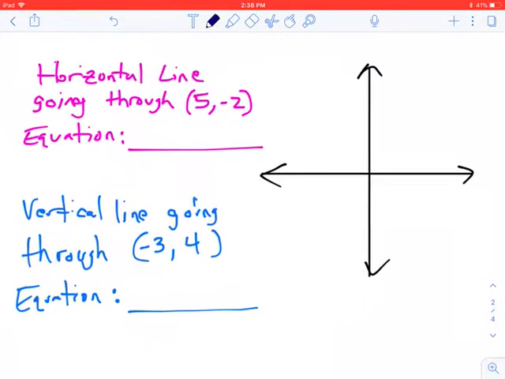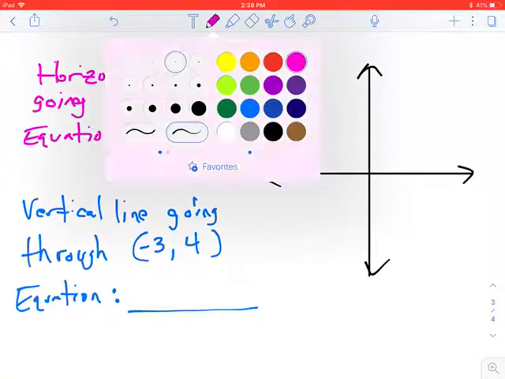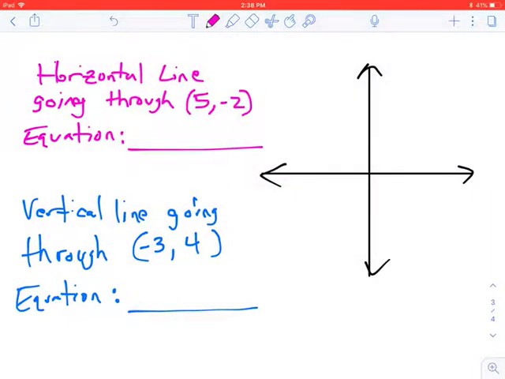Our last thing I want to talk about here is horizontal and vertical lines. You don't have to write this down necessarily, but pay attention. We want to write the equation for each of these situations. A horizontal line, horizontal means this way. So a horizontal line going through 5, -2. So 5, -2 would be 1, 2, 3, 4, 5, -2, 1, 2. So 5, -2 would be right here.